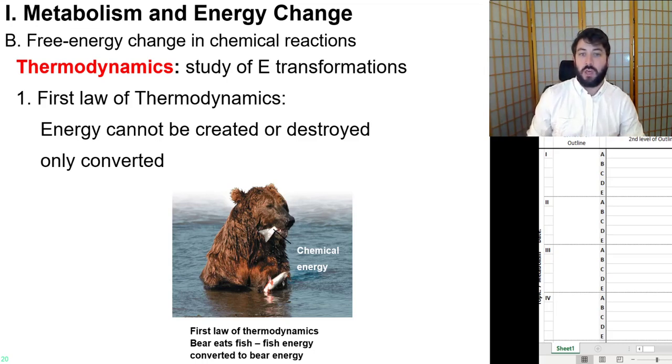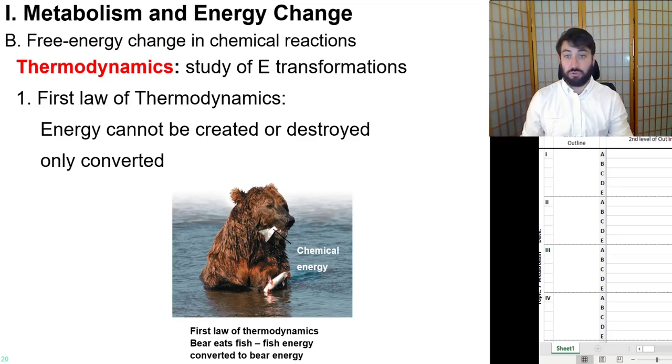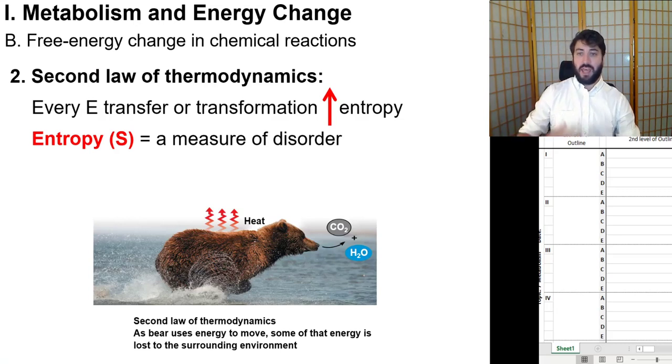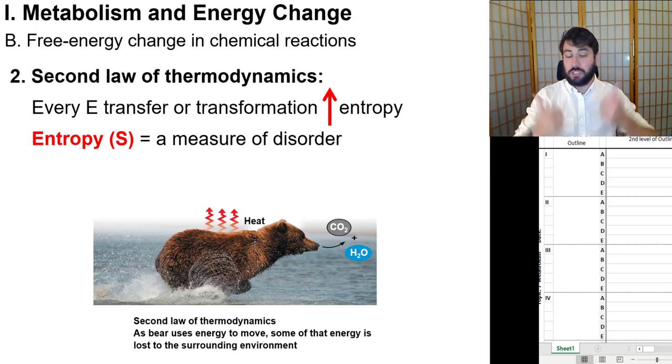For example, this bear here is eating a fish. Crudely put, converting that fish energy into bear energy. A little more accurately put, it's acquiring the chemical energy stored in the fish. So what does it do with that energy? Well, each time the energy is transferred or transformed, entropy is increased. So entropy is a measure of disorder or inefficiency in a system.